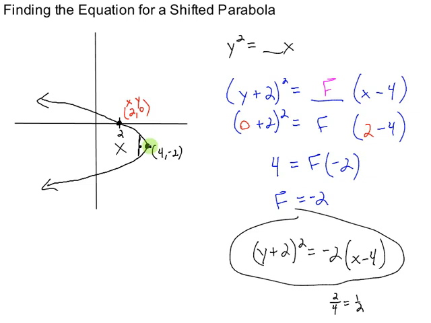I believe I was saying that this distance here to the focus is a half. The focal diameter is the distance of 2 total, so that means you go 1 up and you go 1 down, which tells you that this point is not, in fact, in line with the focus.